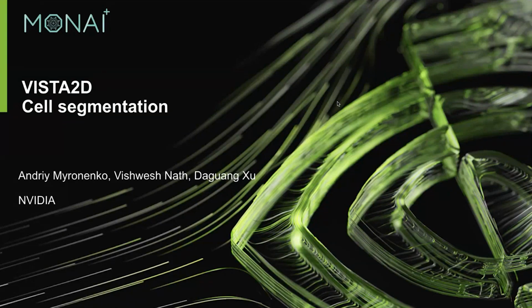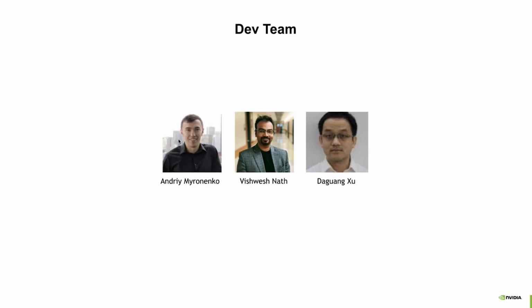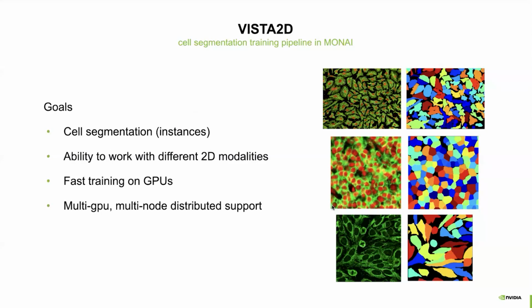So now we're gonna switch gears a little bit and talk about 2D images. My name is Andriy, and I'm gonna talk about the VISTA-2D project we contributed to Monai, and it's about cell segmentation. It would not be possible without our core development team, which also includes Vish and Dagwan. VISTA-2D is a cell segmentation training pipeline in Monai, emphasis on training. With this, you will be able to segment cell images, which are microscopy images, which look like this, and get this output. These random colors are just to indicate that we are able to separate cells.